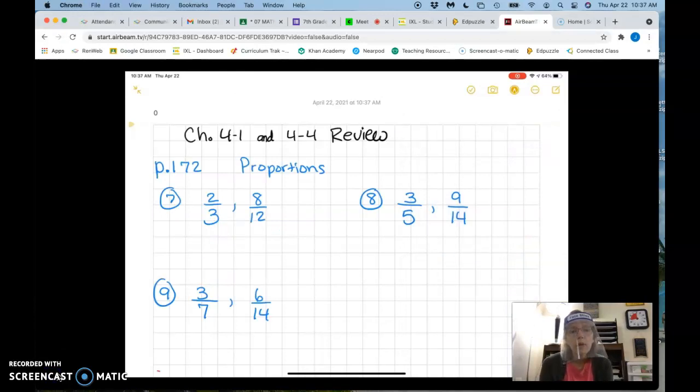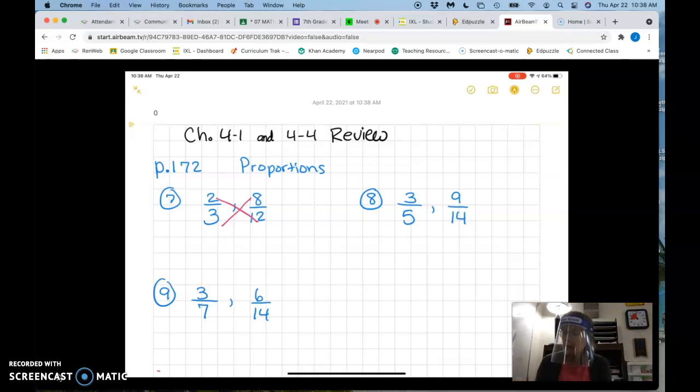And remember, you know it's a proportion if the two sides equal each other. So to tell if two ratios form a proportion, we're going to cross multiply. If the numbers on both sides match, then they're a proportion. If they don't match, then it's not a proportion.